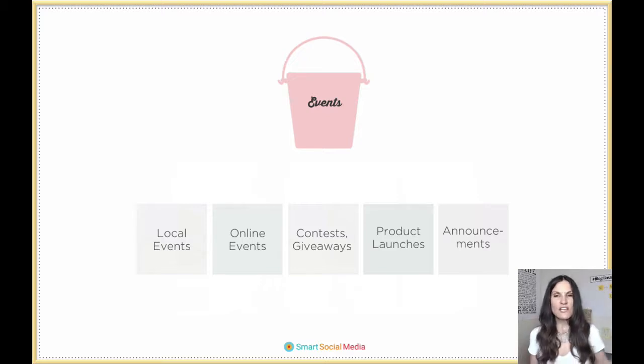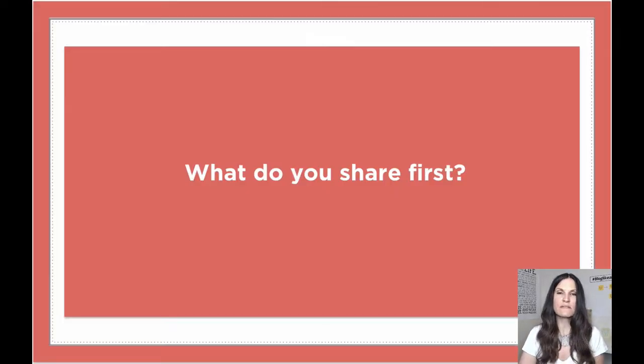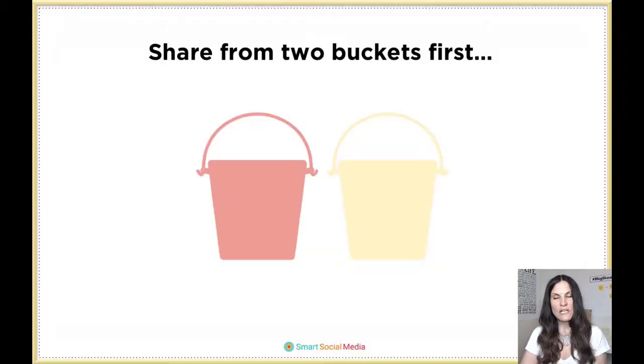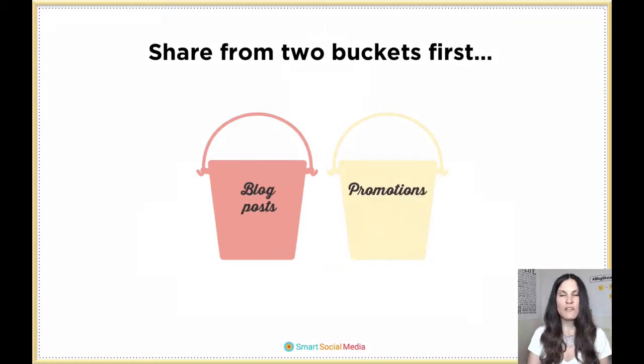Now, the next confusing thing that I think people have to grapple with, I know I had to grapple with it, was how do you choose which content to share? Because 6 buckets is a lot. So what do you share first? And my recommendation is to share from 2 buckets first. So you could decide that it's blog posts and promotions. And if that's the case, then that's fine.